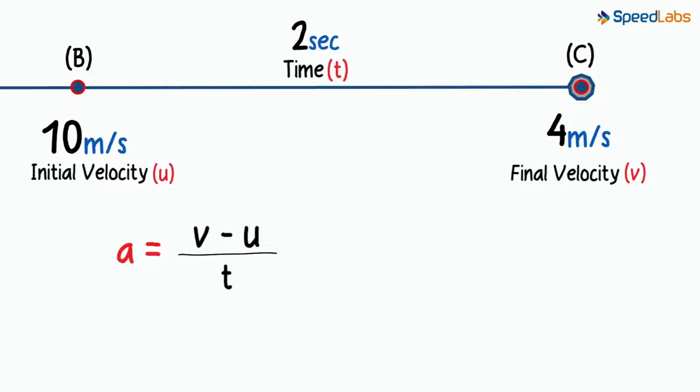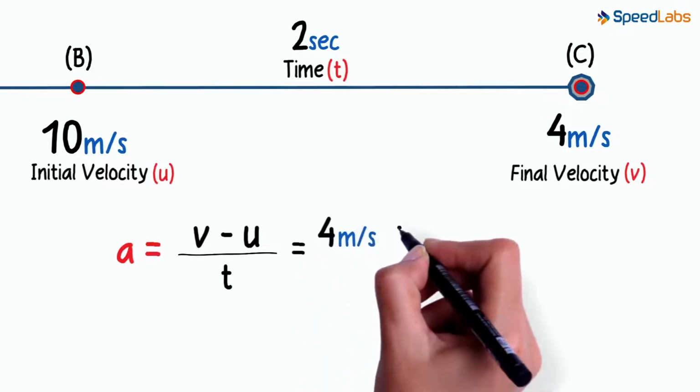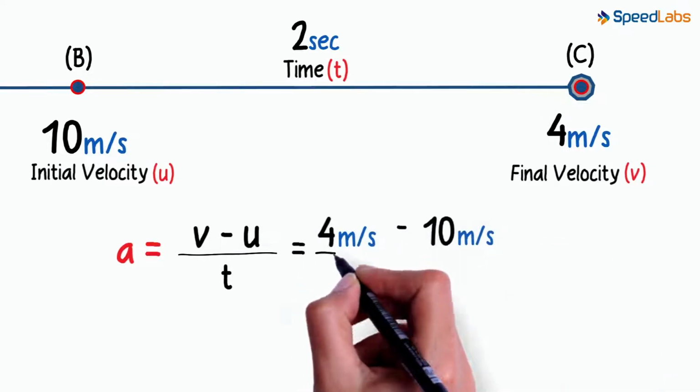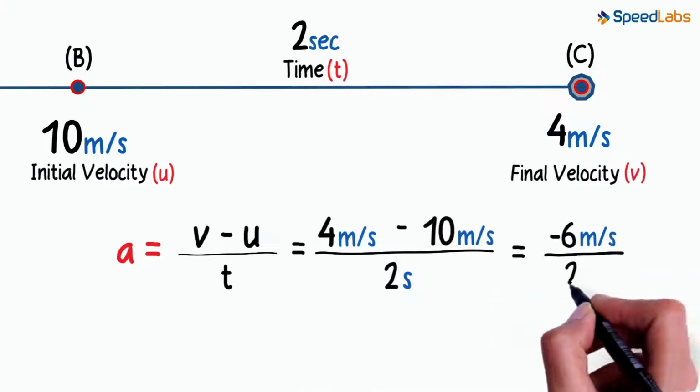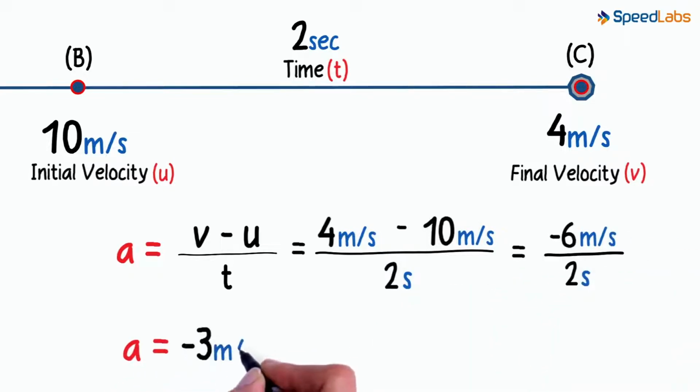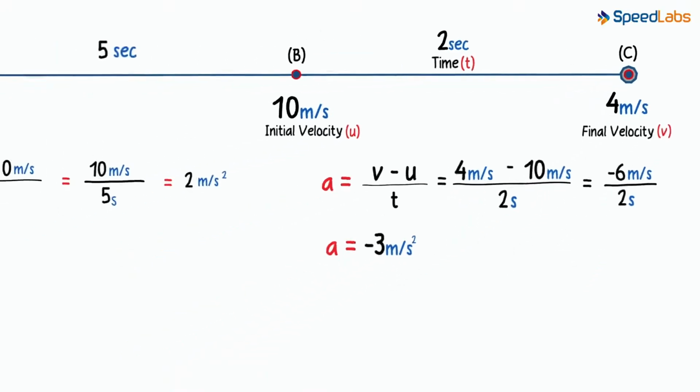So the acceleration here will be 4 meters per second minus 10 meters per second over 2 seconds. -6 over 2 will give us -3 meters per second squared as the acceleration. There you go. Negative acceleration is possible. What is happening in the second case?